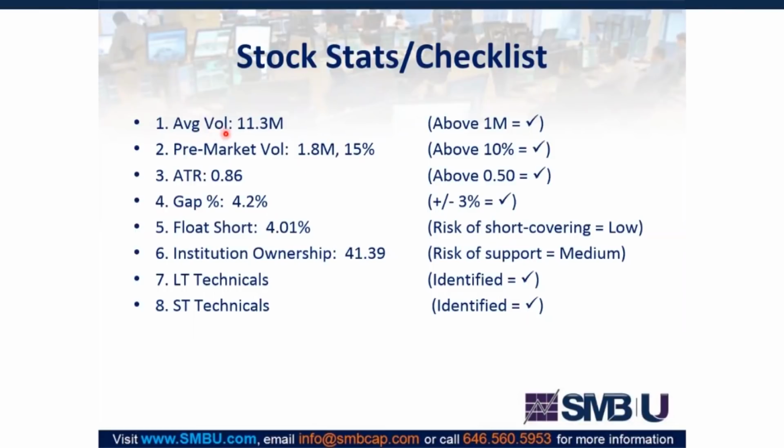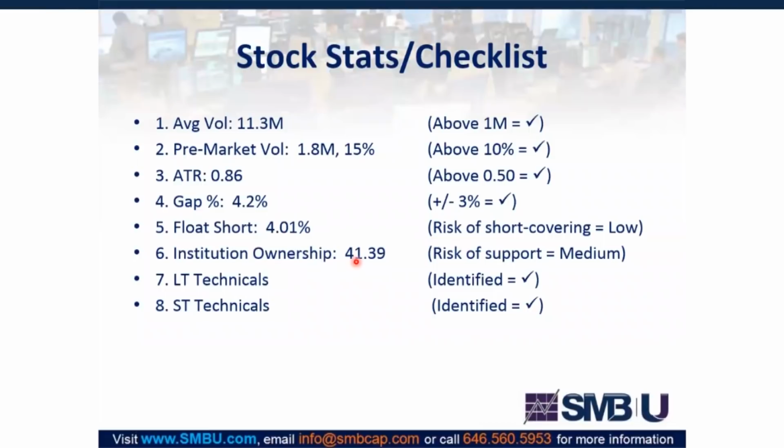I had average volume in JD is about 11 million, which is above a million, which is a check for me. Pre-market volume is about 15% of the average daily volume. I just wanted it above 10. ATR about 0.86, which is above 0.5. Gap of 4.2%, larger than my 3% on my checklist. Short float 4%. So I'm saying here the risk of short covering rallies is low.